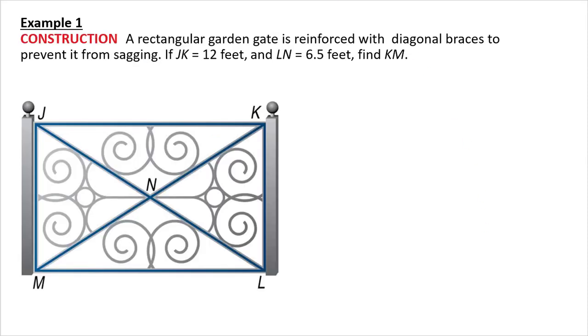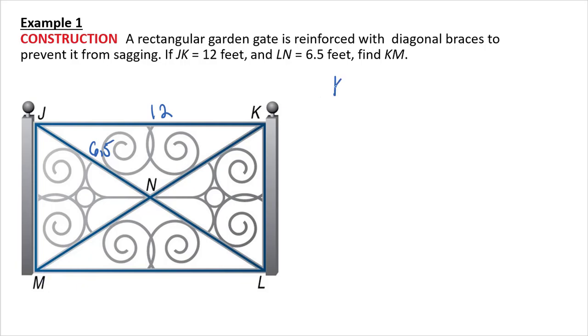Okay, example 1. A rectangle garden gate is reinforced with diagonal braces to prevent it from sagging. And you probably see this all around. When you look at construction, I was looking at construction the other day, and they had diagonal braces going across a wall to help brace it, okay? If JK is 12 feet, LN is 6.5 feet, I need to find KM.